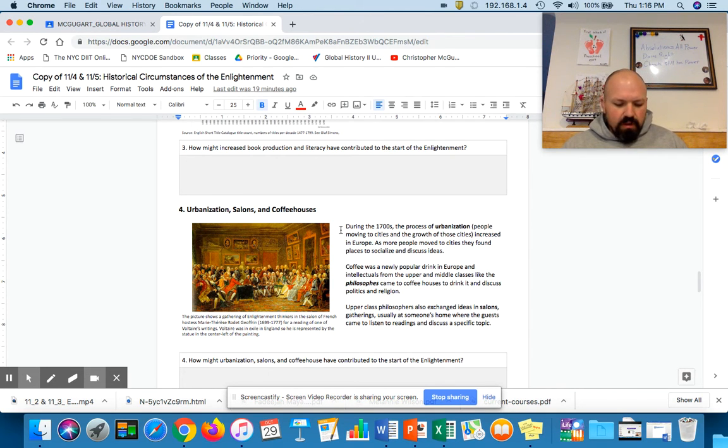Also, coffee houses start really being established. One, coffee is not an established drink, it's new to Europe. So it doesn't have the connotation of just rich people like tea does. So coffee houses are more for middle class people. They come there, they drink coffee, and then they discuss politics, they discuss religion, they discuss whatever is going on. So the salons and coffee houses give the common person a place to talk about what's going on in the world.